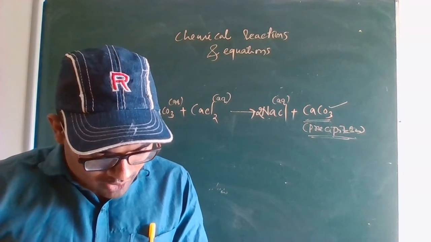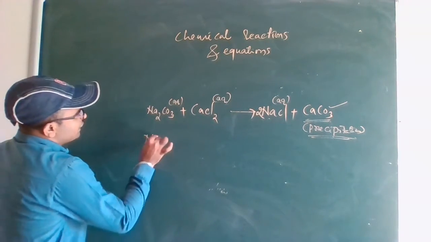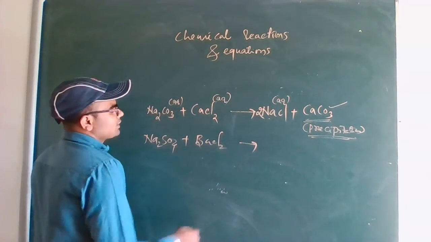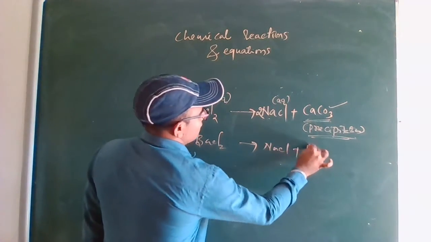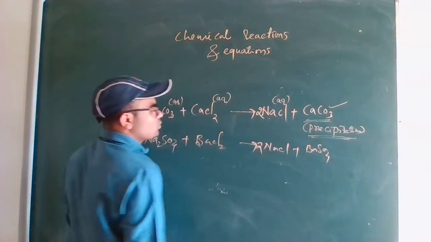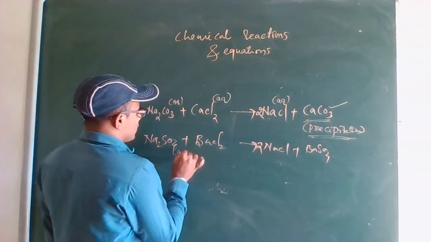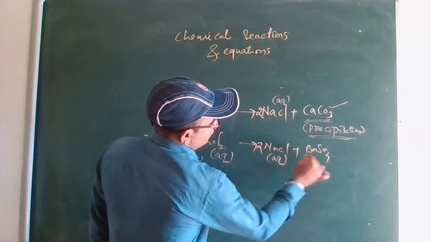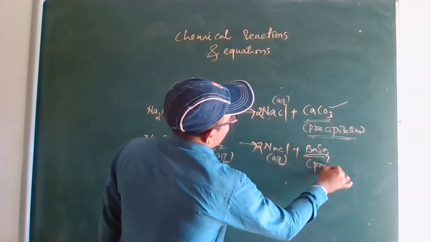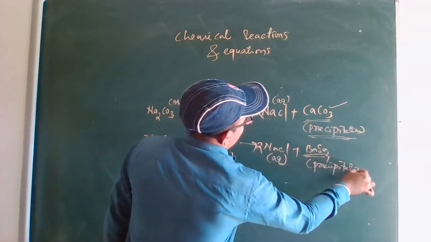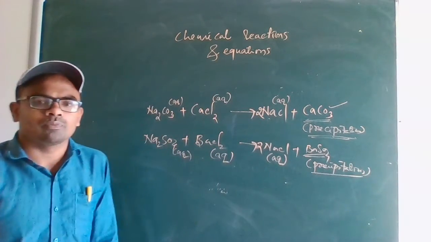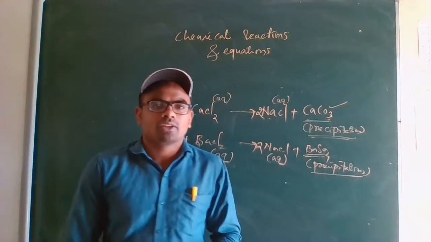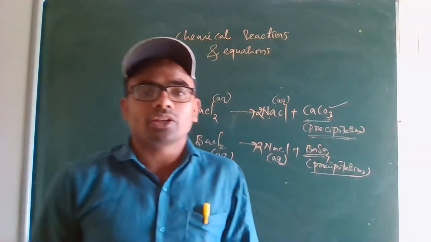Another example we can use is Na2SO4 plus BaCl2. What can we get here? Same thing: NaCl plus BaSO4. Just put 2 here to balance. Of course all are aqueous, but here it is a precipitate. It is an insoluble solid. Rather than aqueous, you have to say insoluble solid. So these two are examples of precipitation reaction.